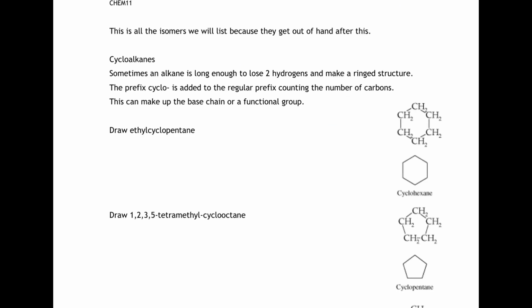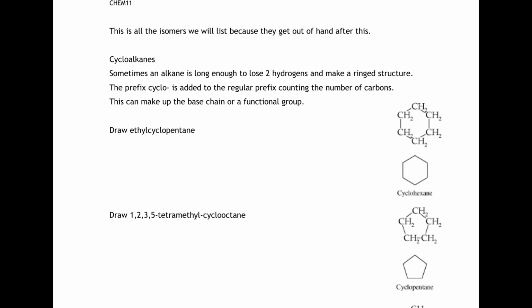Alkanes are also awesome because they can make loops of themselves. So you can connect an alkane in a circle, and it's called a cycloalkane. So we have this cyclo prefix that we add to things, and it works all the way. So it's long enough to loop around and get ringed to itself. So we're going to draw a few of these, and it follows essentially the same rules. We're just adding the concept of a cyclo first. So cyclo is added to the regular prefix counting the number of carbons in the loop.